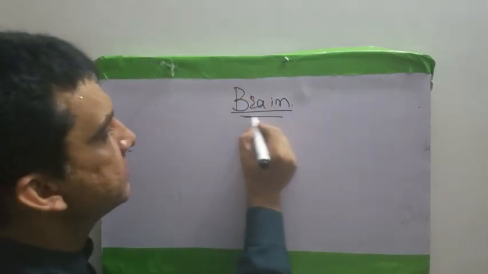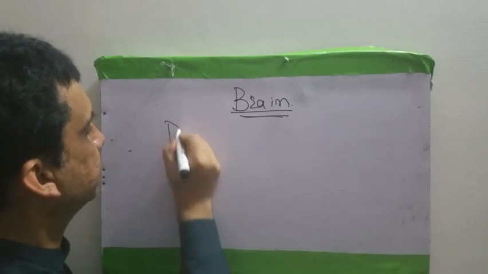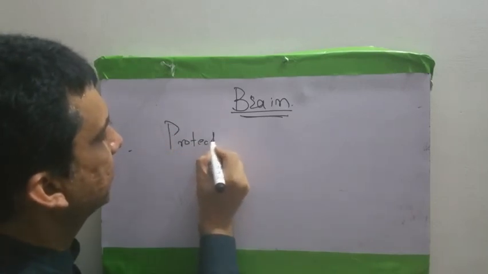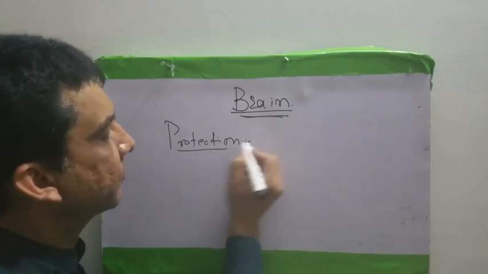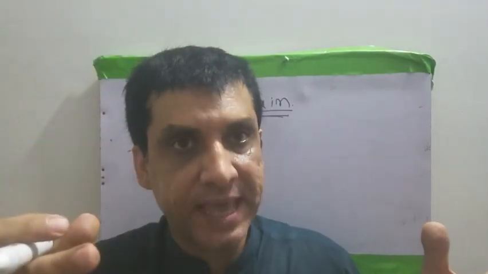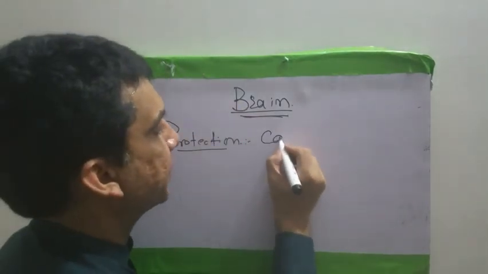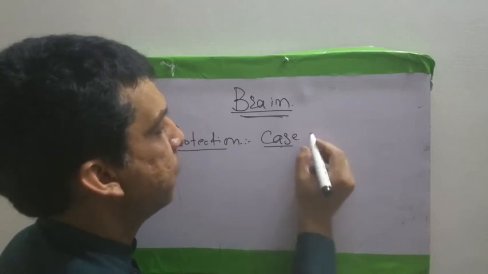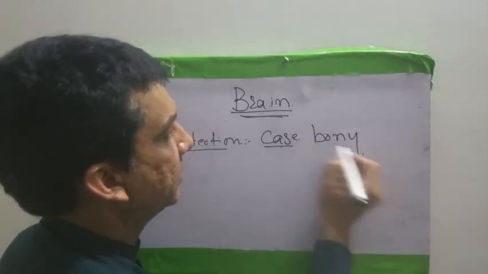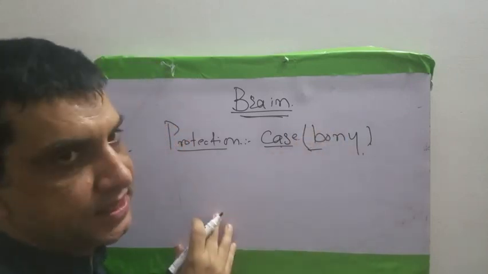Brain, first of all, there is protection. Brain is protected by the cranium bone. This is the cranium bone. This above part is called cranium. As a whole, this is called skull. So a case is provided by this bone, and in this bony case the brain is present. That is the first protection, provided by a bony case.